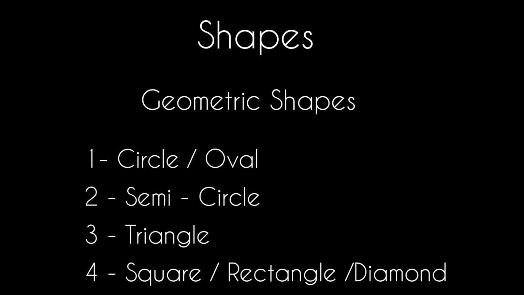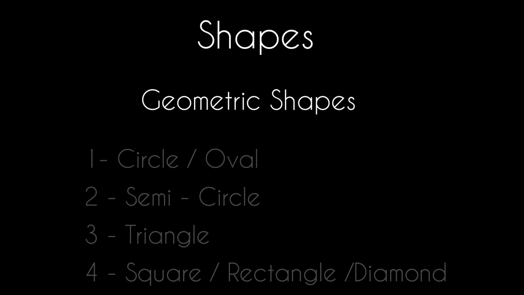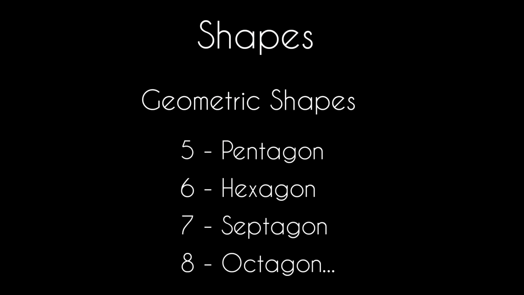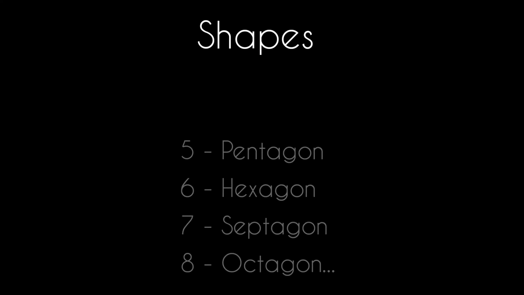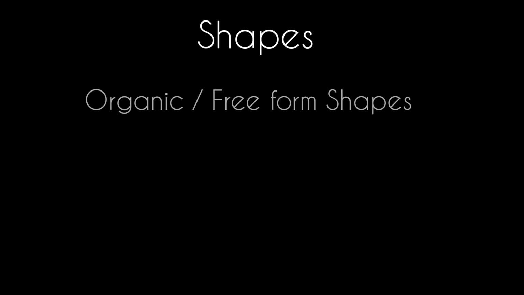If only one line is used, it is a circle. Three lines, it is a triangle. Four lines, it can be a square or rectangle or diamond shape. Then five lines, it's a pentagon. Six lines, it's a hexagon. Seven lines, it's a septagon. Eight lines, it's an octagon. Nine lines, it's a nonagon. Like that, for a lot of lines, names are there as well.